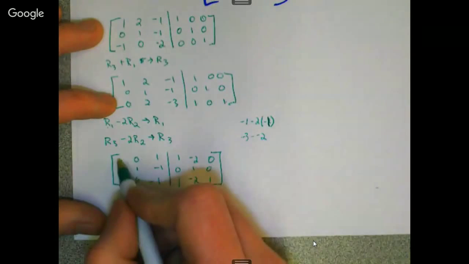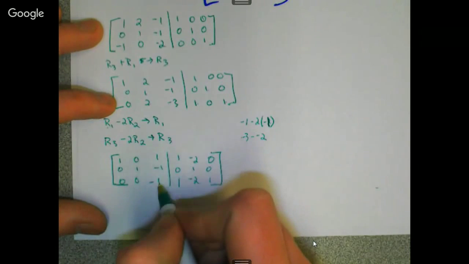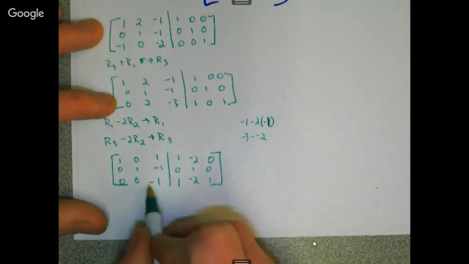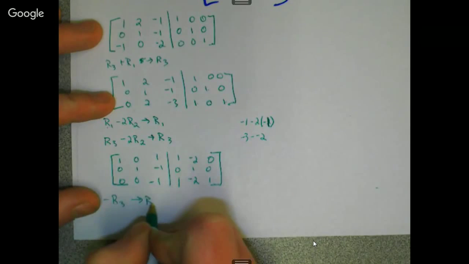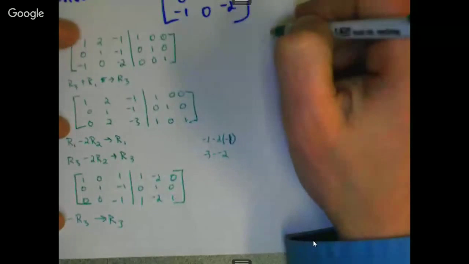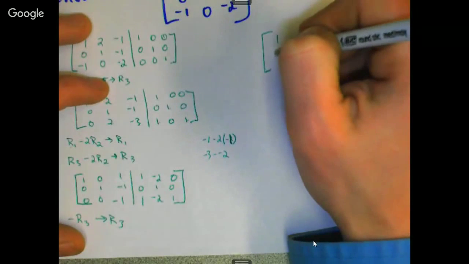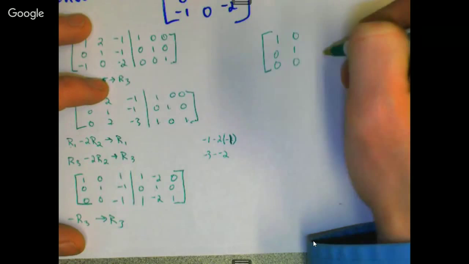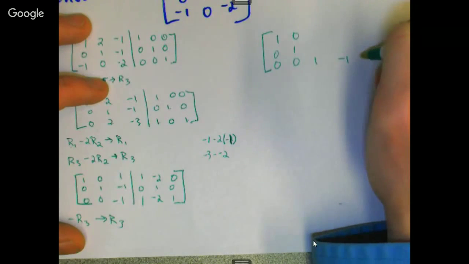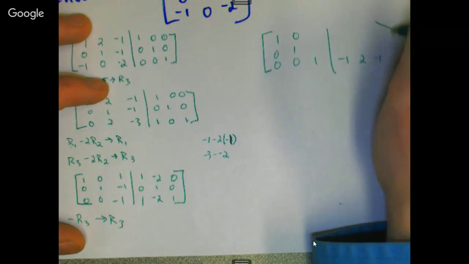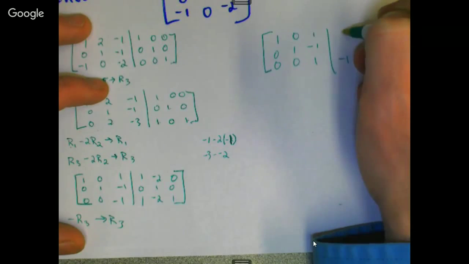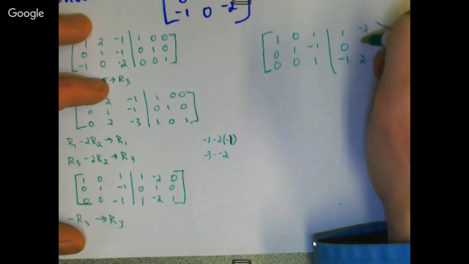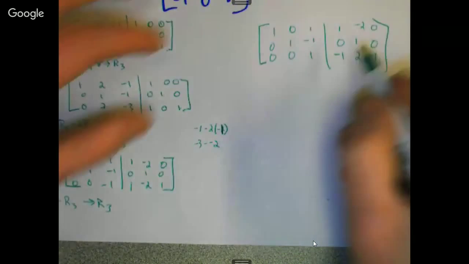Okay, so this column's good, this column's good, this column, we need to change the sign of everything in the bottom row. So negative row 3 back into row 3. Everything else is staying the same for now. Okay, so this is good.